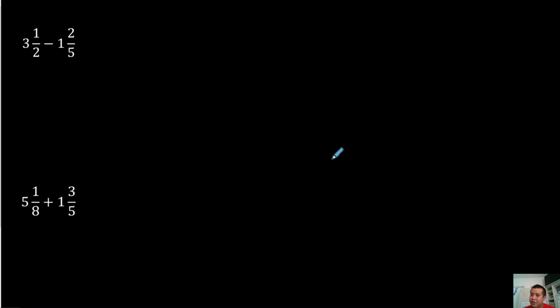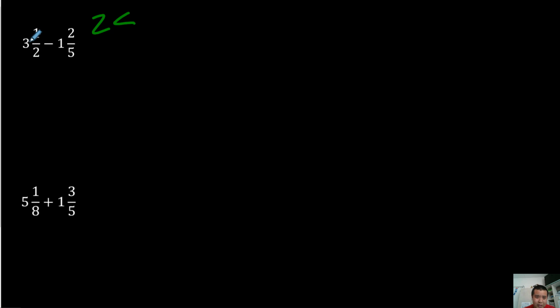Try these last two on your own. Here we have 3 1/2 minus 1 and 2/5. 2/5 is less than 1/2, so when we subtract, we have 3 minus 1, which is 2. But we have this 1/2 minus 2/5, so our answer should be a little bit more than 2. So it should be around 2, but a little bit more than that.